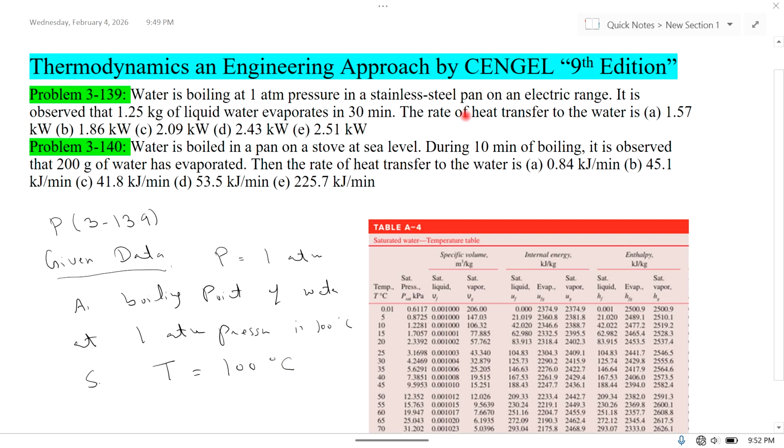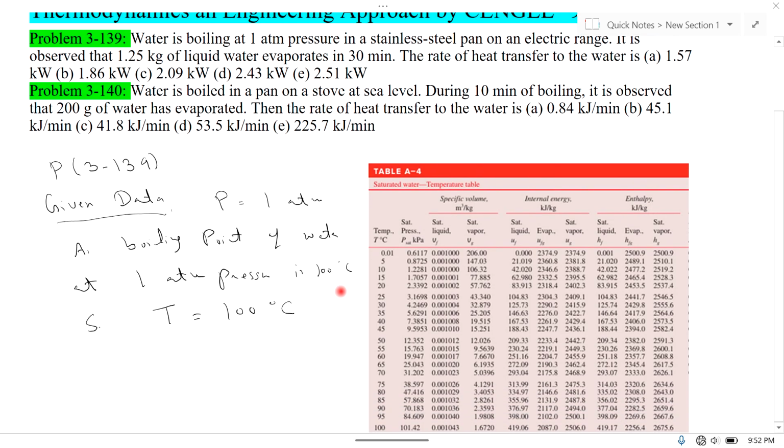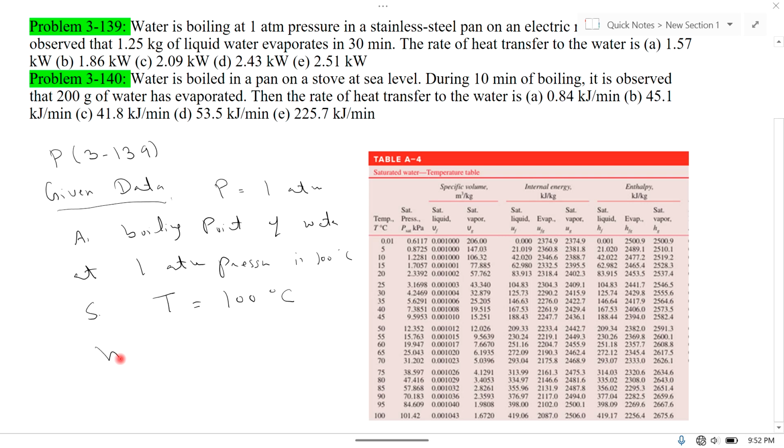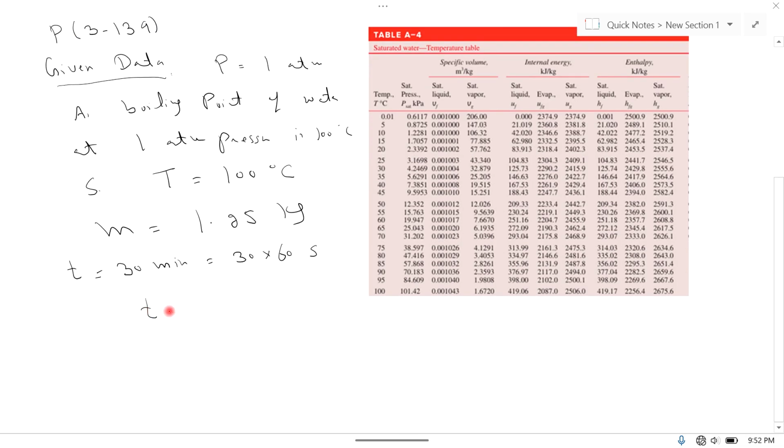A stainless steel pan on an electric range. It is observed that 1.25 kg of liquid water evaporates in 30 minutes. Mass given to us is 1.25 kg and time for evaporation is 30 minutes, which is equal to 30 multiplied by 60 seconds. So total time is equal to 1800 seconds.